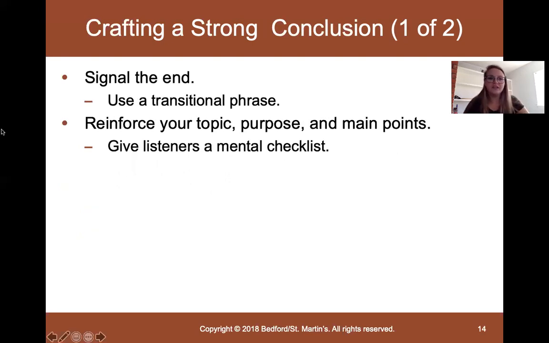All right, and then signal the end. Use a transitional phrase. Say something like, "In conclusion," or "Now that we're nearing the end," so make sure we know that we're in the conclusion. Reinforce your topic, purpose, and main points. Give listeners a mental checklist, right?